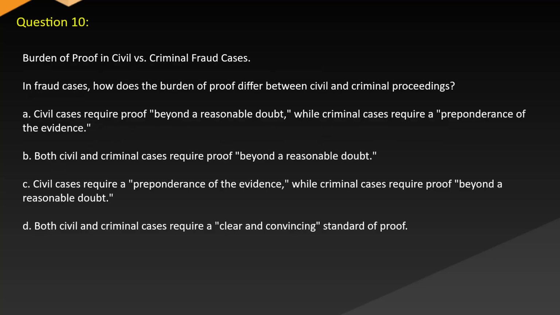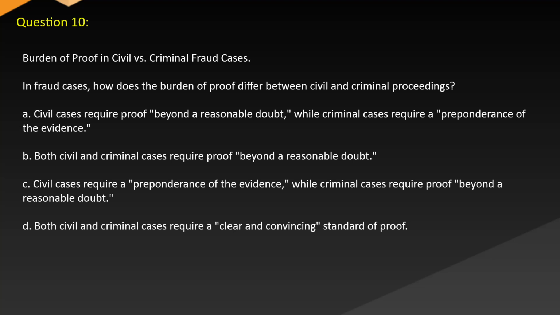Question 10. Burden of proof in civil versus criminal fraud cases. In fraud cases, how does the burden of proof differ between civil and criminal proceedings? A. Civil cases require proof beyond a reasonable doubt, while criminal cases require a preponderance of the evidence. B. Both civil and criminal cases require proof beyond a reasonable doubt. C. Civil cases require a preponderance of the evidence, while criminal cases require proof beyond a reasonable doubt. D. Both civil and criminal cases require a clear and convincing standard of proof.